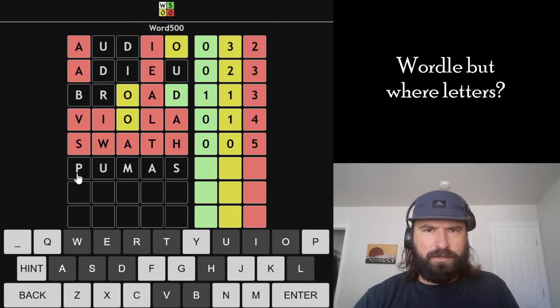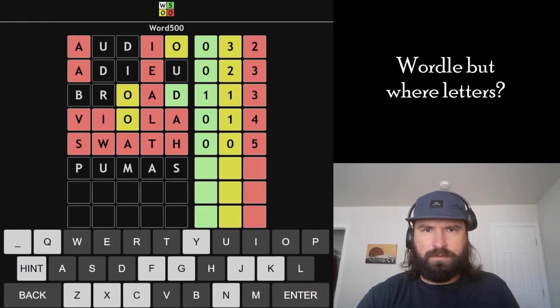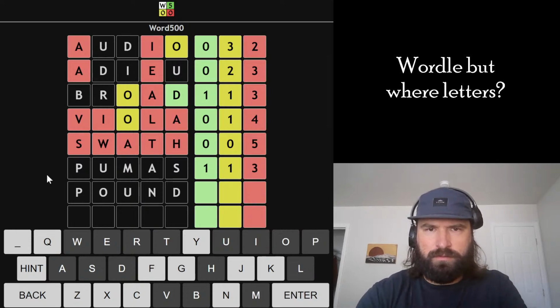If I get a green, it's pound. If I get a yellow, it's mound. If I get nothing, it's found. I got a green and a yellow, so it's pound.